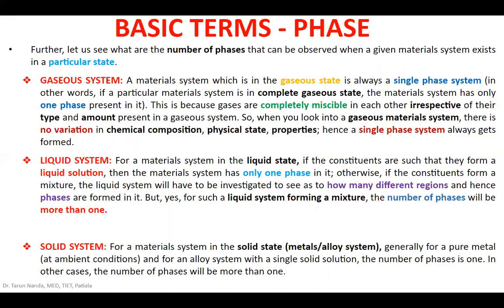And why? Because you take one gas, you take 100 gases, you take them of any type, you take them in any volume ratio, weight ratio, they always form a homogeneous gaseous solution. So you cannot distinguish. It's a completely homogeneous system. So a gaseous system, irrespective of how many gases and what type of gases are comprising that system, would have only one phase in it.